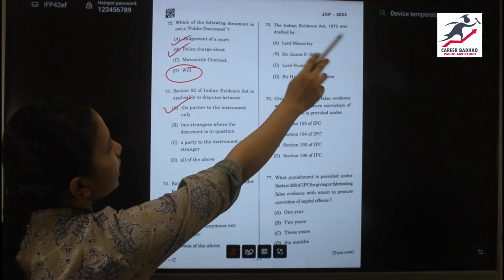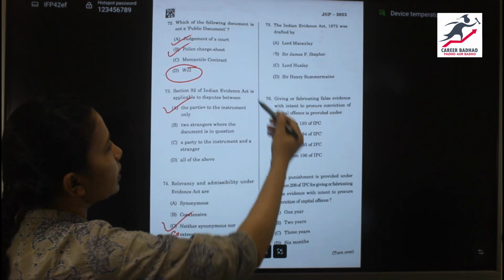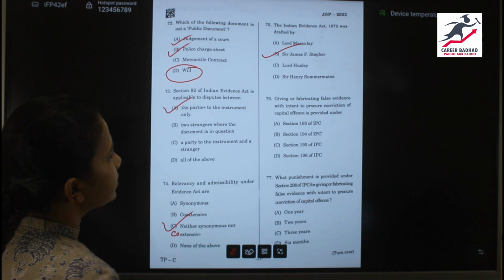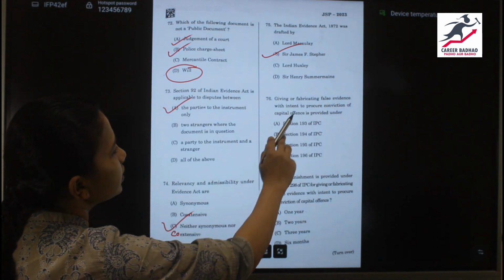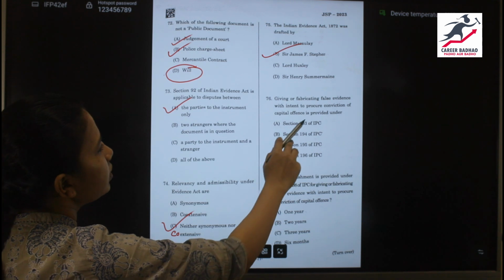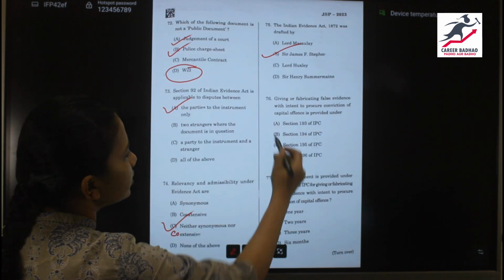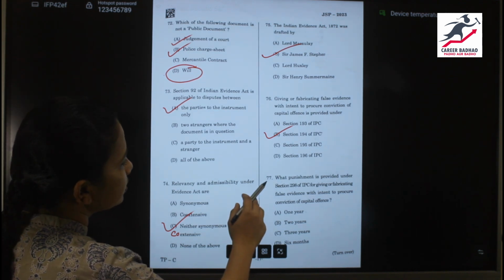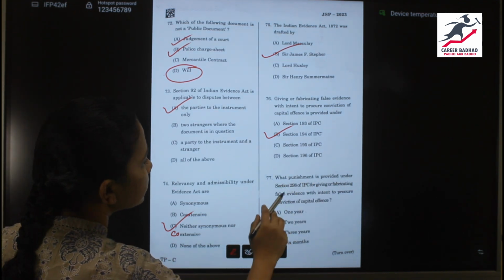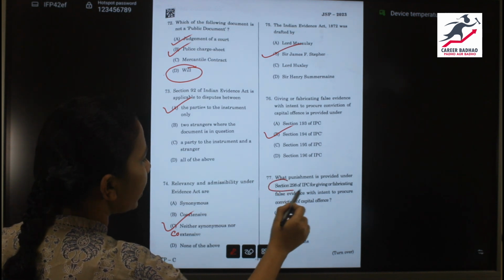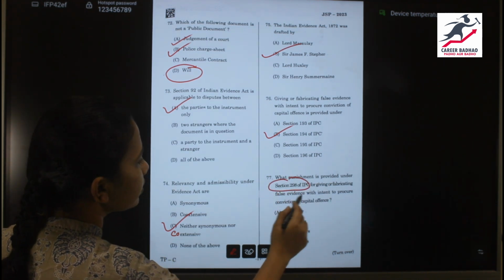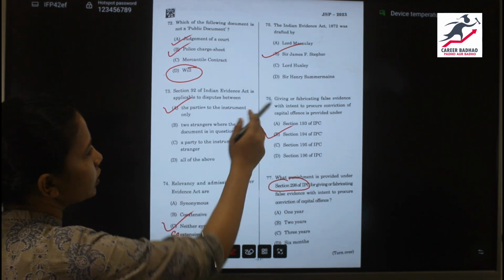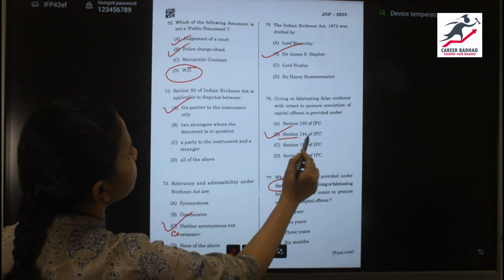Let's move to question number 75. The Indian Evidence Act was drafted by, this is a very easy question, Sir James Fitzjames Stephen. Let's move to question number 76. Giving or fabricating false evidence with intent to procure conviction of capital offence is provided under, this is section 194, a direct question. Question 77. What punishment is provided under section 298 of IPC for giving or fabricating false evidence with intent to procure conviction of capital offence? This is related to question number 76. Here the correct answer is section 194.